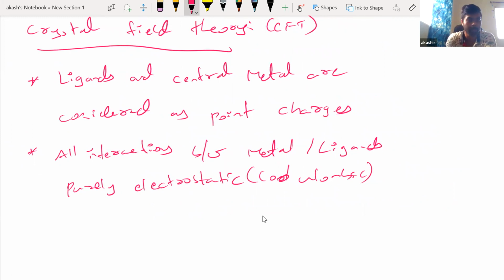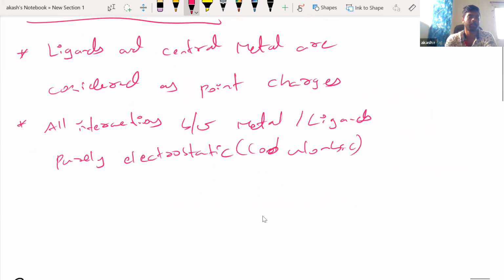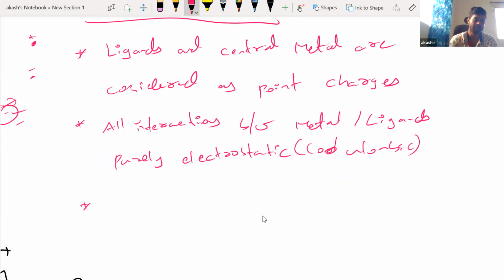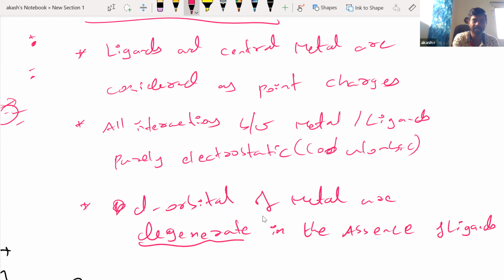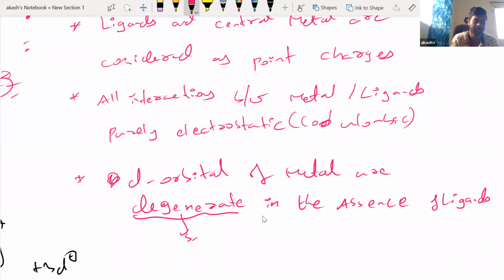After that, what it says is that the d orbitals of the metal are degenerate in the absence of the ligands. What do you mean by degenerate? Degenerate means they'll have the same energy.